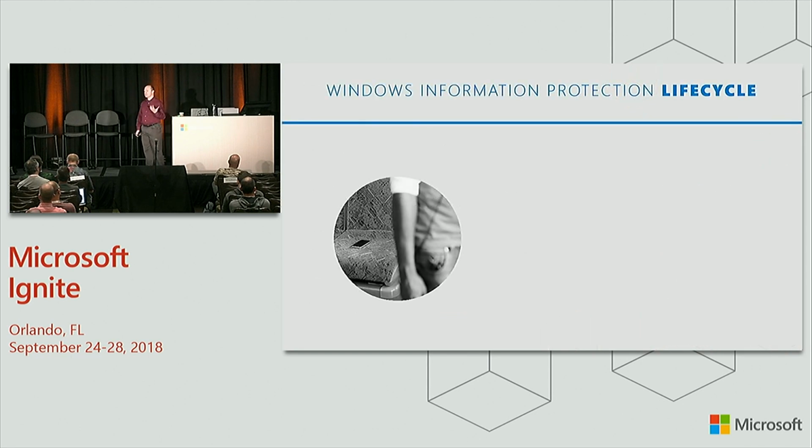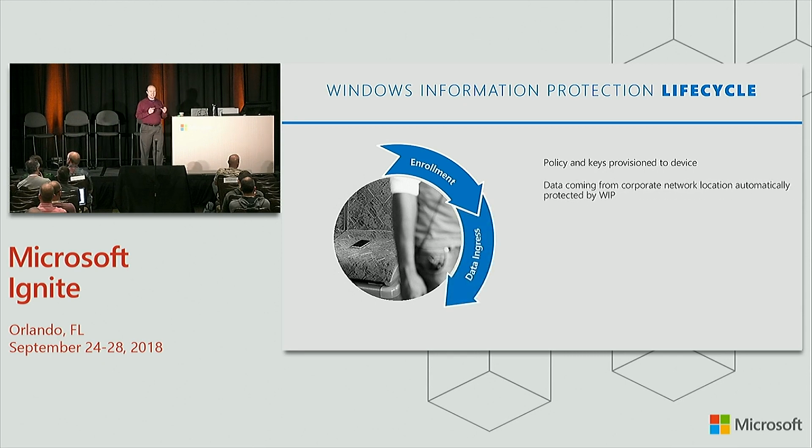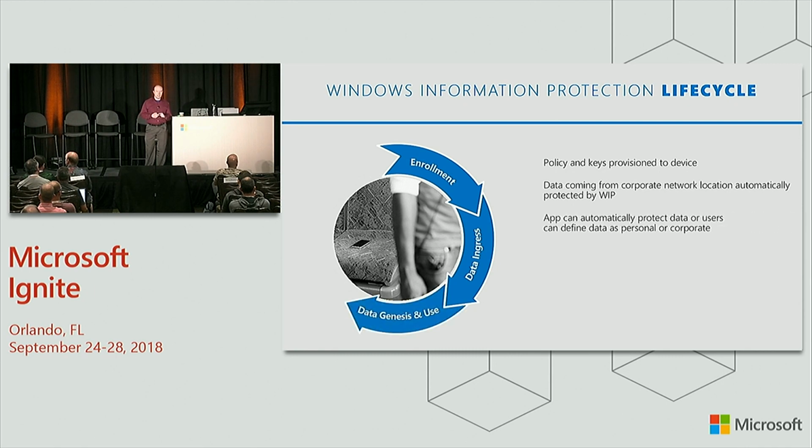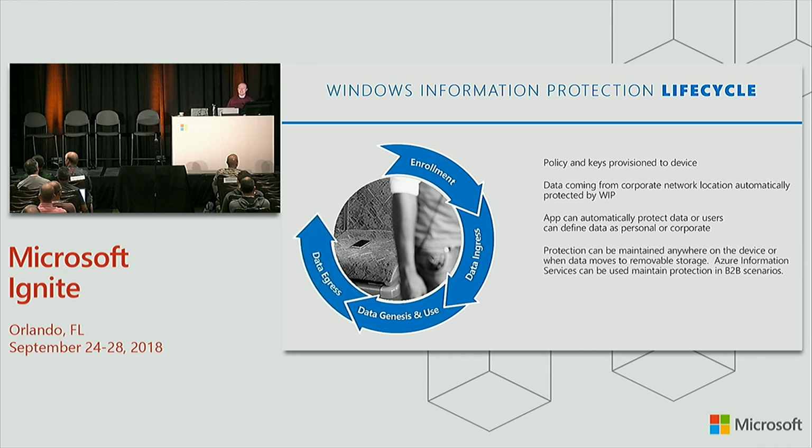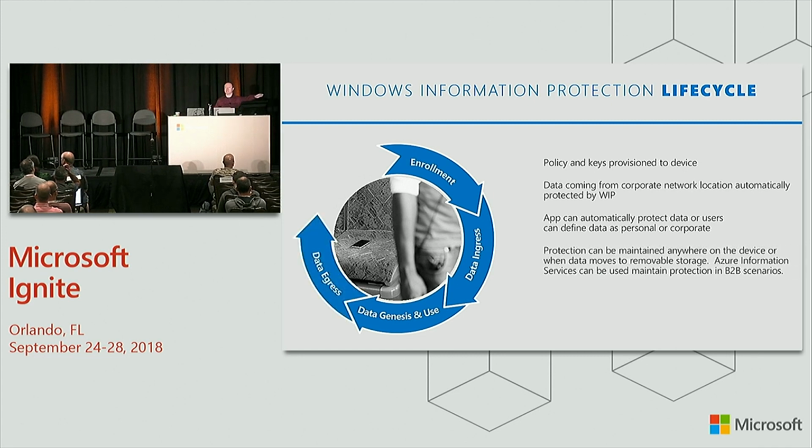Protection across data flows is probably what you're most interested in. I've talked about this a little bit already, but the idea is policy comes down, we provision keys on the device, and then that data coming from your corporation, whether it's a corporate cloud or from your local area network, it's automatically protected. Apps can also automatically protect data if they're an unenlightened app, or they're an app that knows that this is coming from a work location, and it's maintained anywhere, as you just saw.